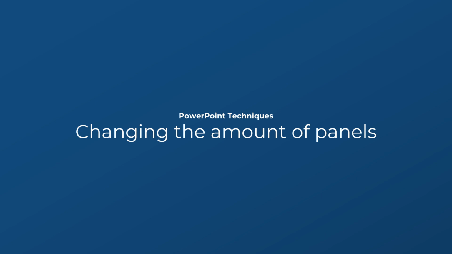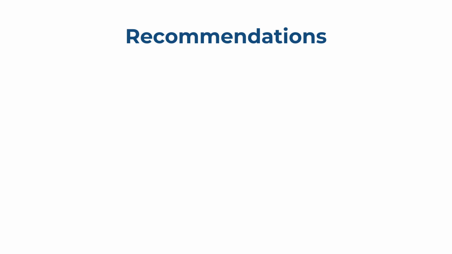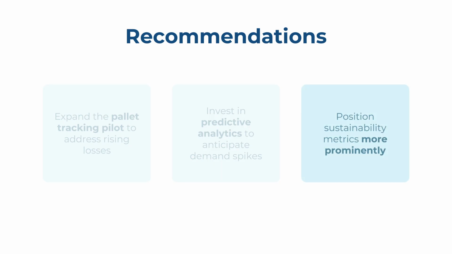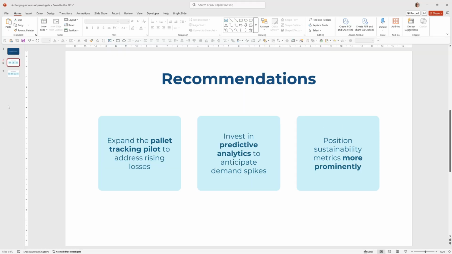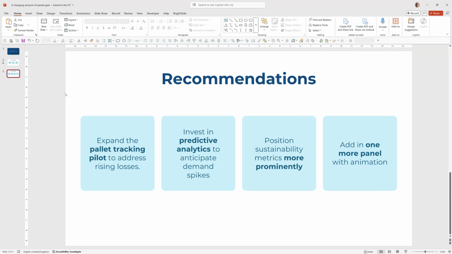Now we'll look at changing the amount of panels. So in the previous example, we had these 3. I'll show you how you can make 4 in this example using the same effect. So it will end up looking something like this.